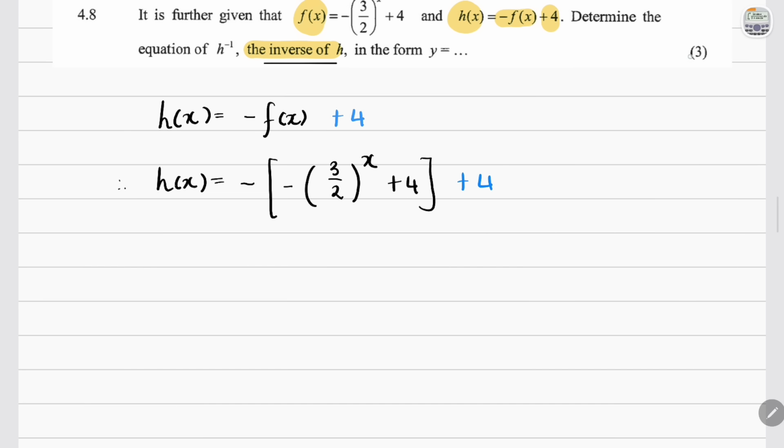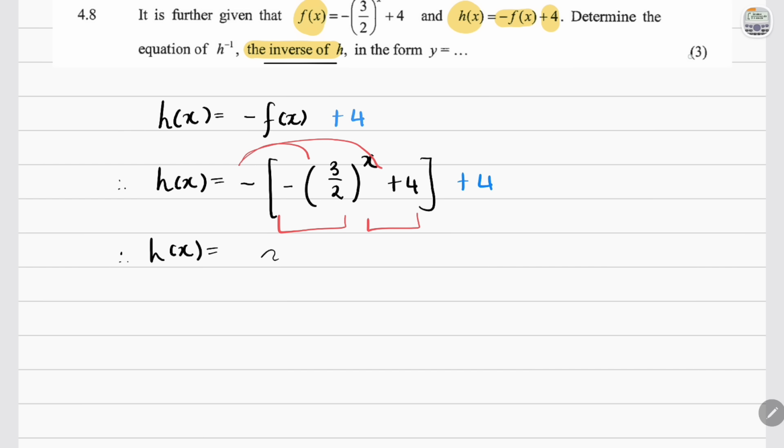Okay, so just simplify this, find your equation of h, and then you can find its inverse. When we multiply in, do you see that inside the bracket, how many terms do you have? You have 1 and 2. Terms are separated by plus or minus signs. So this multiplies here, and then it also multiplies to the 4.